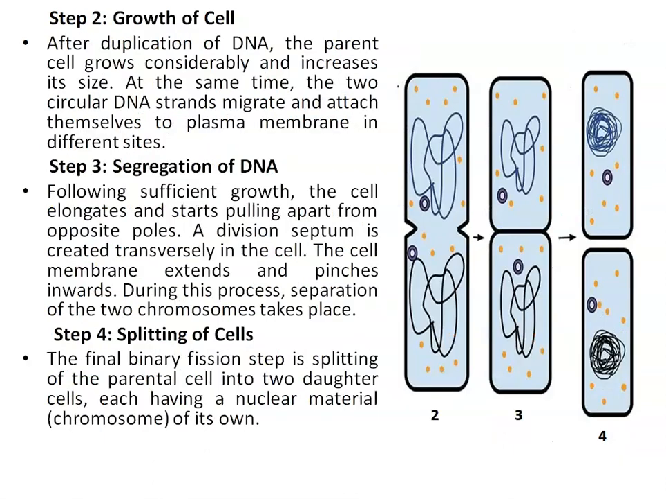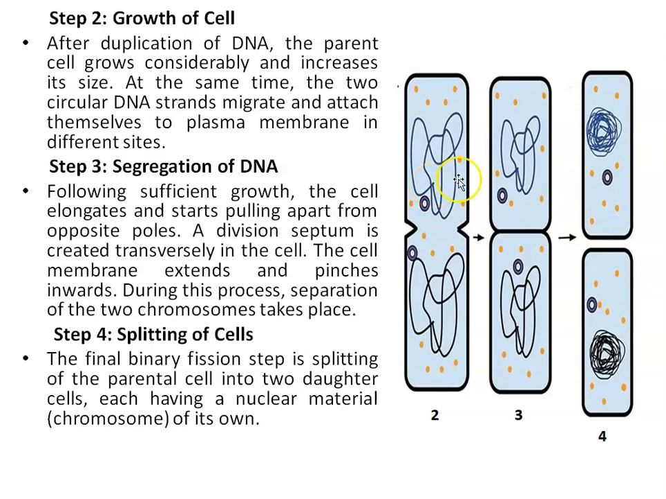So, the second step is growth of the cell. After duplication of DNA, the parent cell grows and increases its size. At the same time, two circular DNA strands migrate and attach themselves to the plasma membrane at different sites. And you can see here, two DNA sets are present, right? And two plasmids are there.